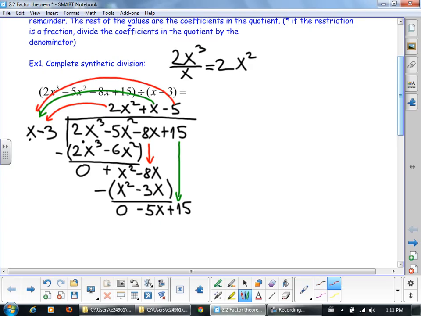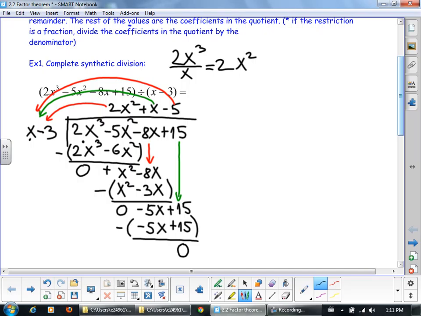So negative 5 times x will give us negative 5x, and negative 5 times negative 3 will give us a positive 15, which is exactly what we have above. If we subtract, negative 5x minus negative 5x is actually negative 5x plus 5x, which gives us a 0. And 15 minus positive 15 will also give us a 0. So really what we have is a remainder of 0.